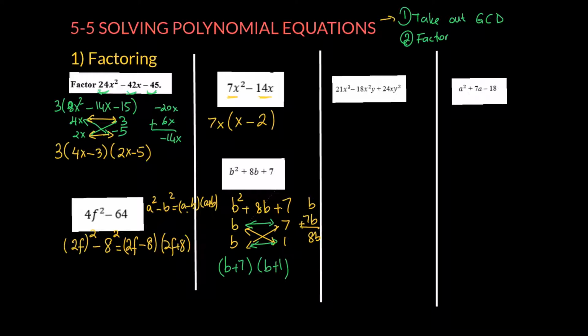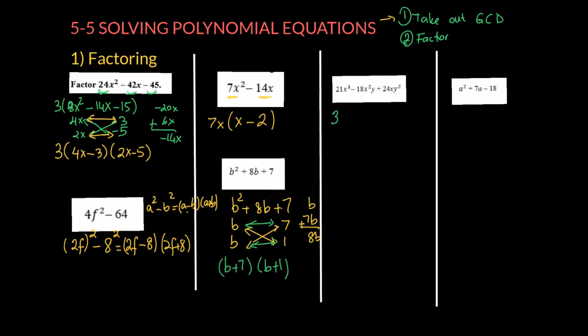So the next question. First step, remember, is take out the common numbers or variables that you see that belong to each of these terms. 21, 18, and 24 can be divided by 3.